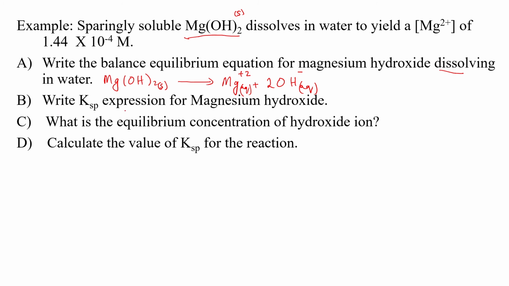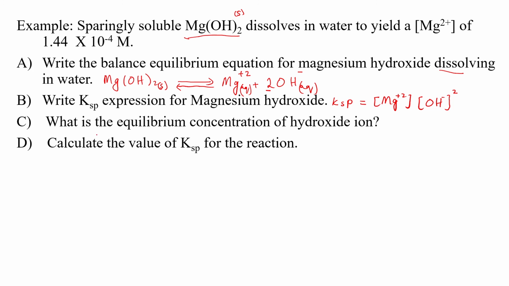Next, you have to write the KSP expression for magnesium hydroxide. So if this reaction is at equilibrium, when you are writing the KSP, remember the rule, you are going to omit or ignore pure solids and pure liquids. So your KSP is equal to the molar concentration of magnesium times the molar concentration of hydroxide, and this coefficient 2 that we have will be the power of hydroxide.